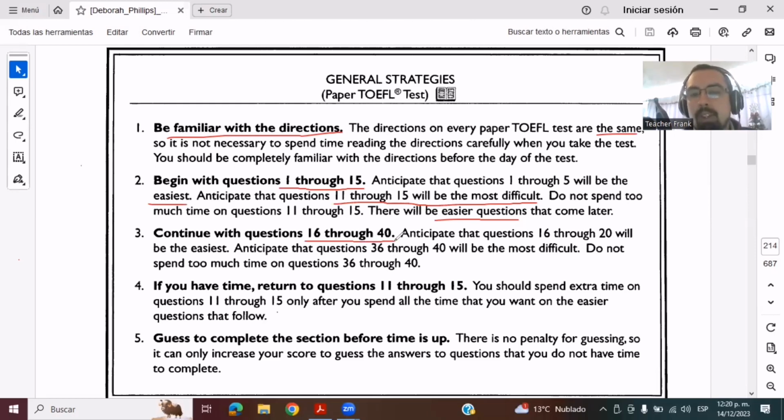In this case, you know that 16 to 20 will be the easiest, and anticipate that questions 36 to 40 will be the most difficult, right? So do not spend too much time on the difficult ones. If you have time, go back. But don't worry too much about it.